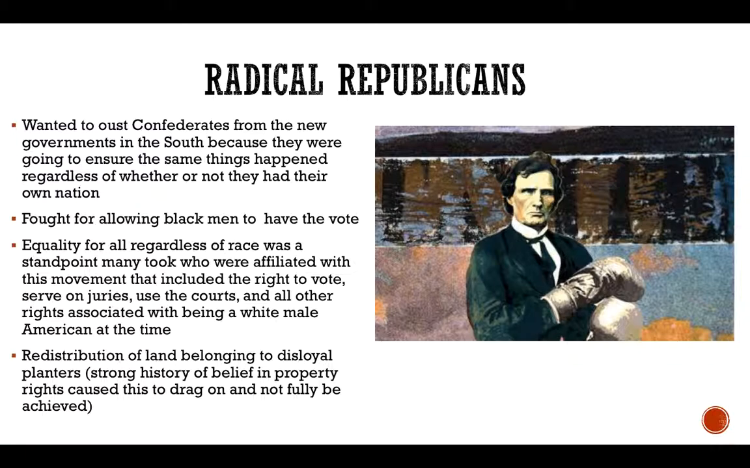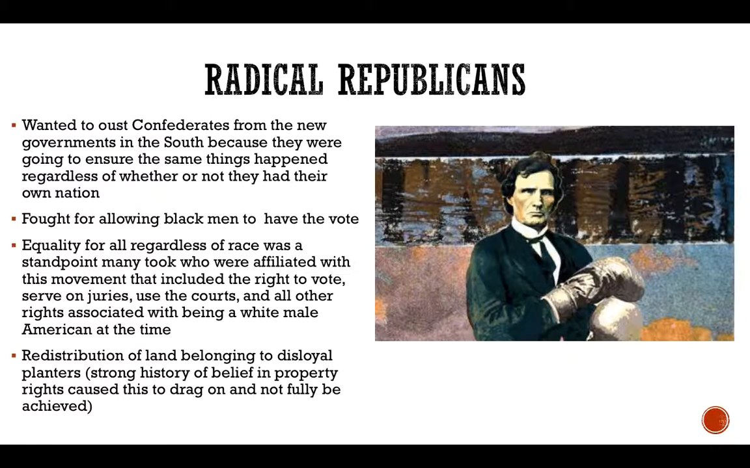Radical Republicans fought for allowing black men to have the vote. So it was important to them that if they were free people, if they were free men specifically, that they would have access to the vote. Equality for all, regardless of race, was a standpoint that many people took who were associated with this movement, and that included the right to vote, serve on juries, use the courts, and all other rights associated with being a white male American at the time.